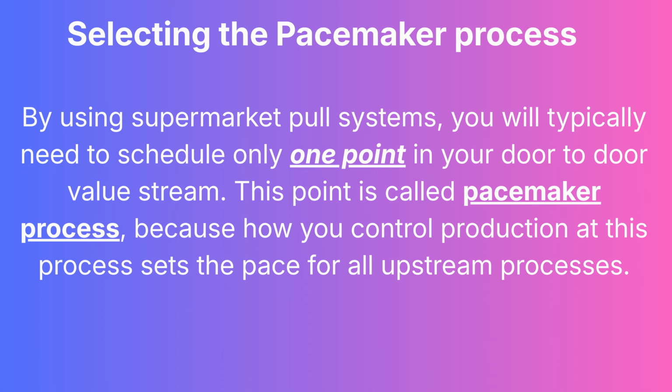Whatever pace we set at this pacemaker process, all the upstream processes automatically align to it. They don't need separate planning or scheduling. They simply respond to the pull created by this point. So instead of managing complexity across multiple steps, we simplify control by managing just one process. And this is powerful because it reduces overproduction, improves flow, and creates better synchronization across the entire value stream. In short, control one point well, and the entire system follows. That is the essence of the pacemaker process in a pull system.